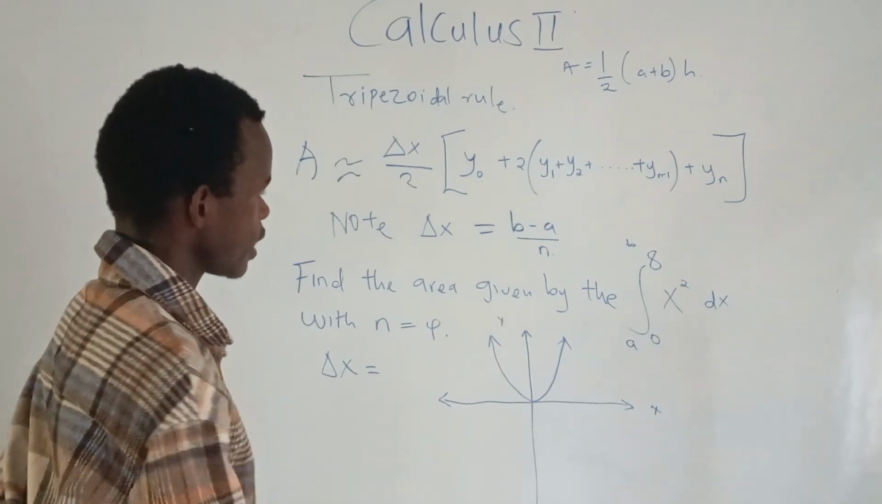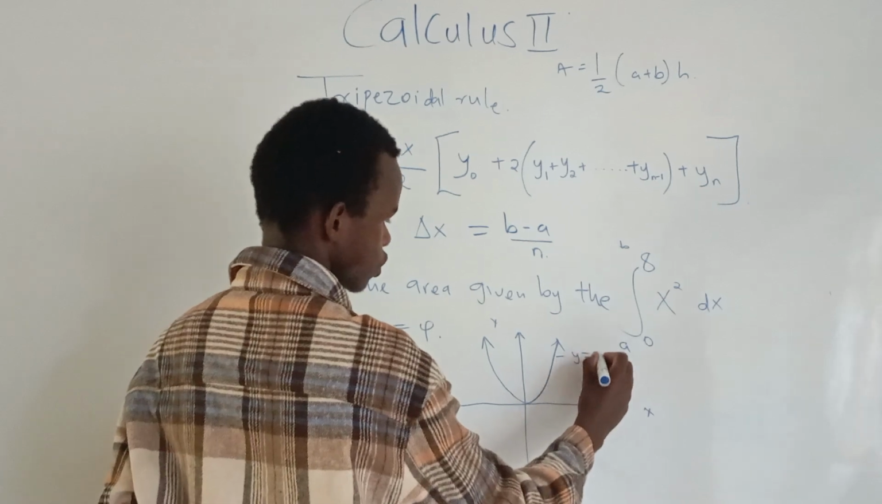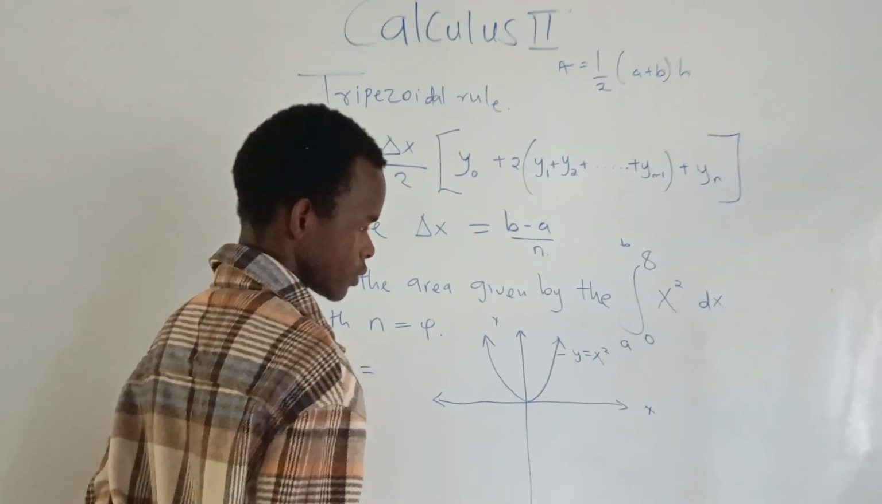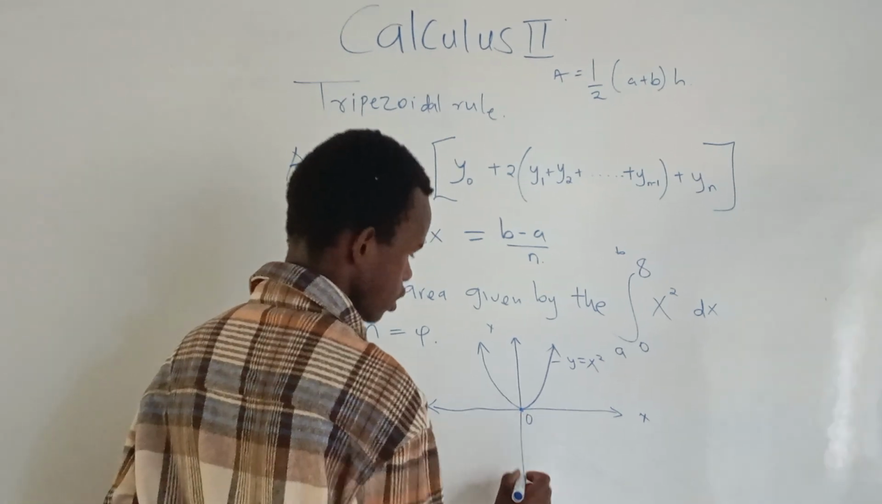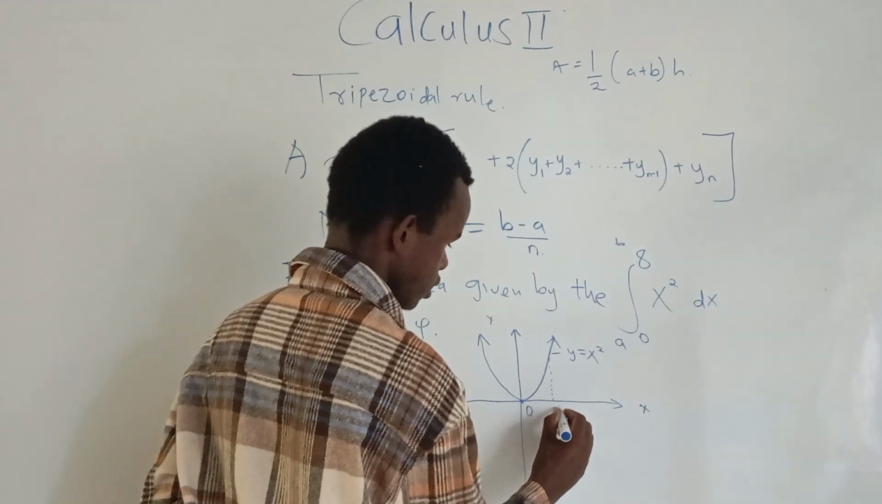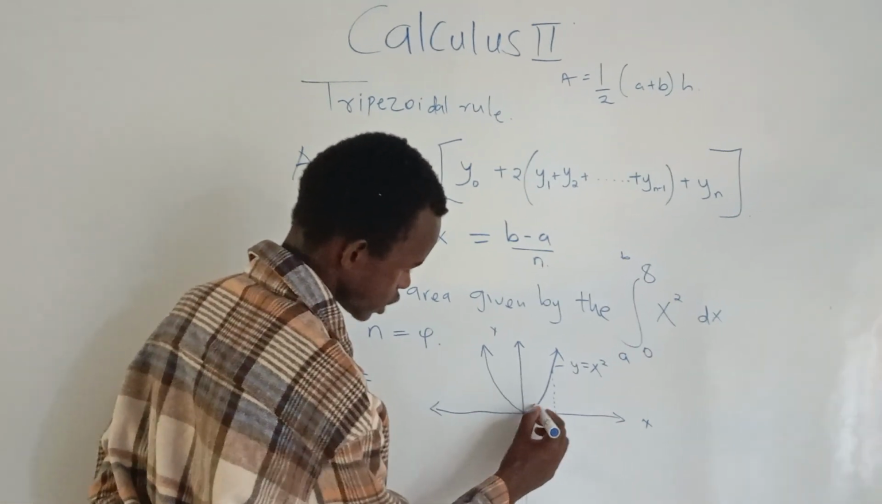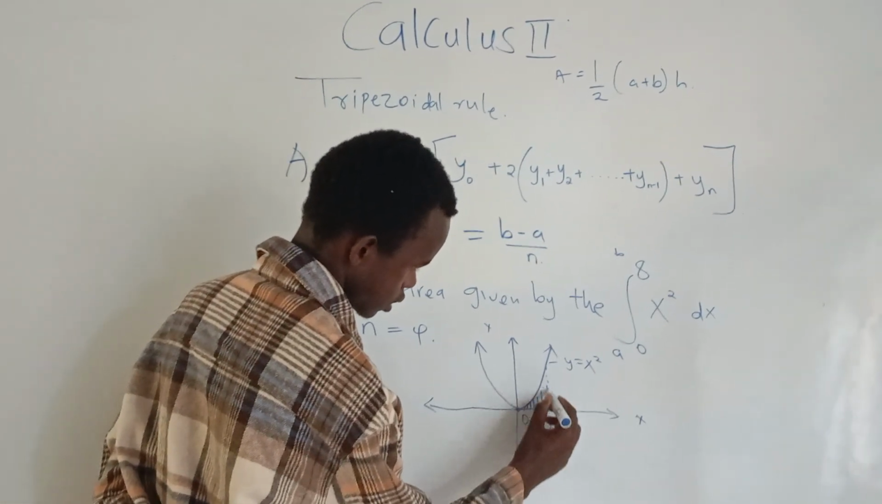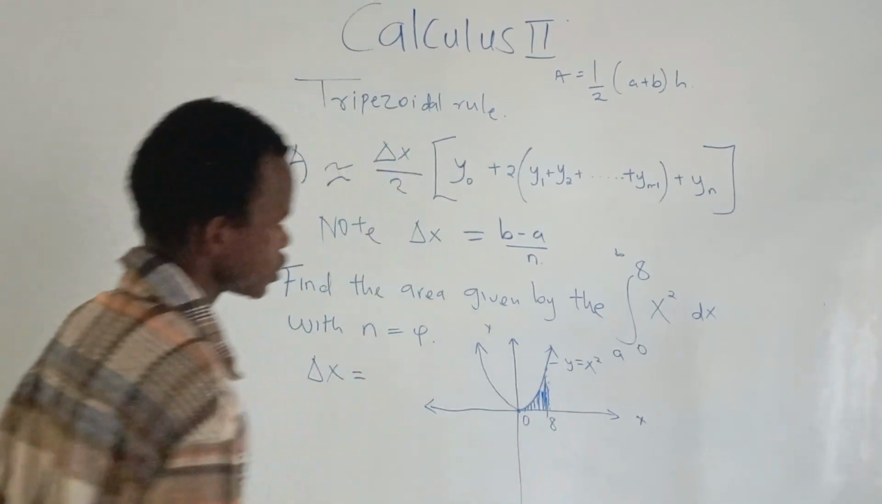So we are told to find the area of this curve. This curve is y equals x squared. That's the curve, and it's from 0 to 8. Let me say this is our 8. We are told to find the area of this region.